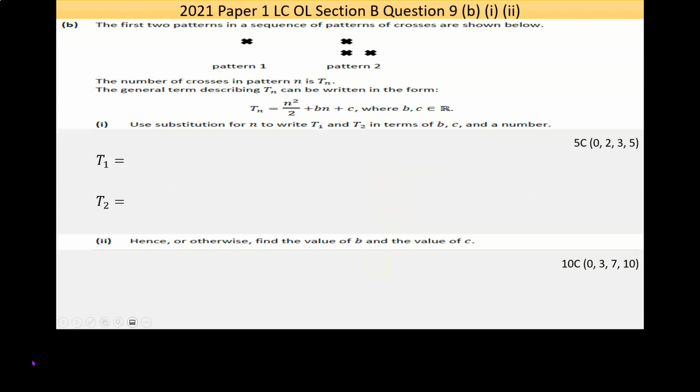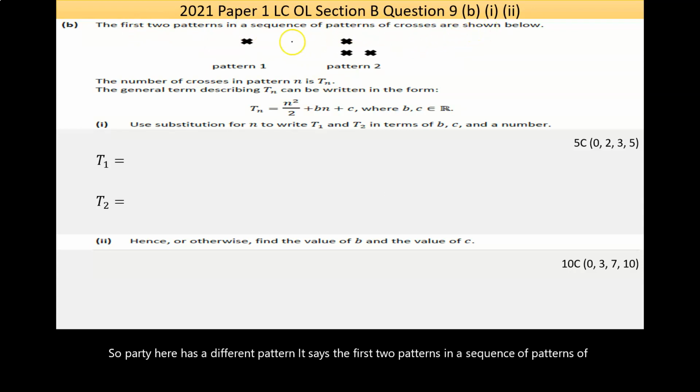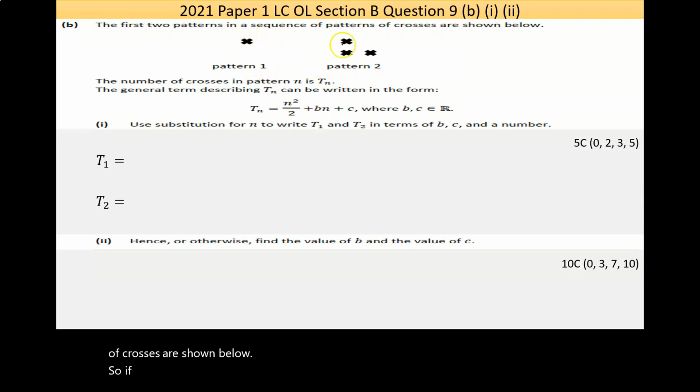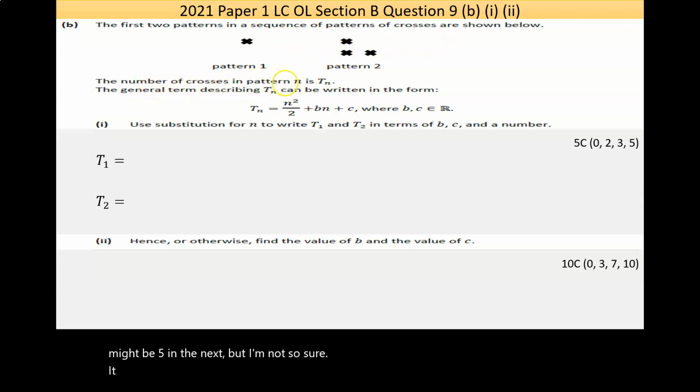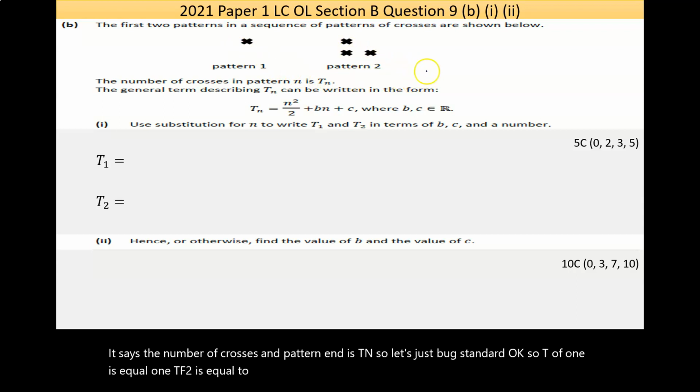So part B here has a different pattern. It says the first 2 patterns in a sequence of patterns of crosses are shown below. So you've 1 cross in the first pattern, 2 in the second. There seems to be a difference of 2, so there might be 5 in the next, but I'm not 100% sure. It says the number of crosses in pattern n is Tn. So that's just bog standard. So T of 1 is equal to 1, T of 2 is equal to 3, T of 3 is equal to whatever. The general term describing T of n can be written in this form.